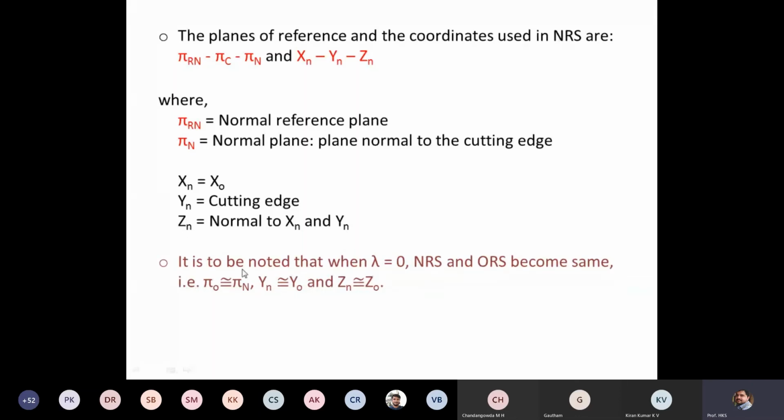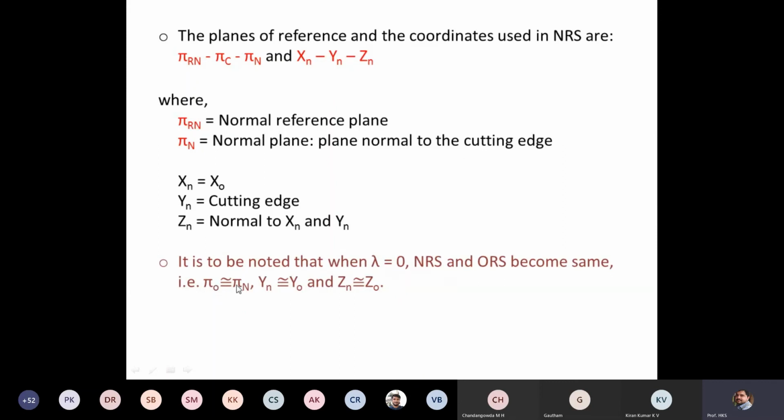The only difference between NRS and ORS is the presence of this lambda angle. It is to be noted that the inclination angle lambda is the angle between the reference plane and the major cutting edge. If this inclination angle lambda is 0, then there will be no difference between NRS and ORS. NRS and ORS become the same. That is, the orthogonal plane will be the normal plane.